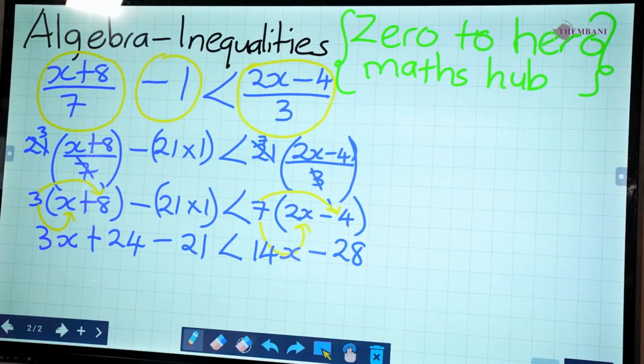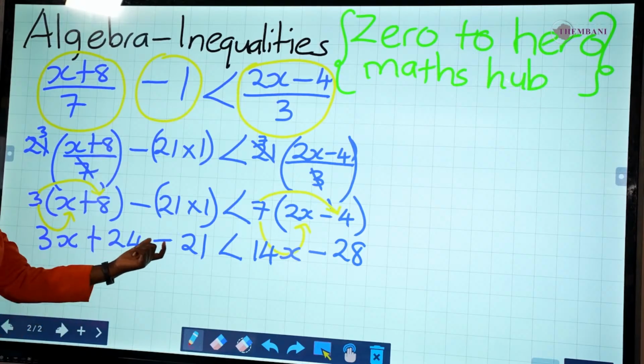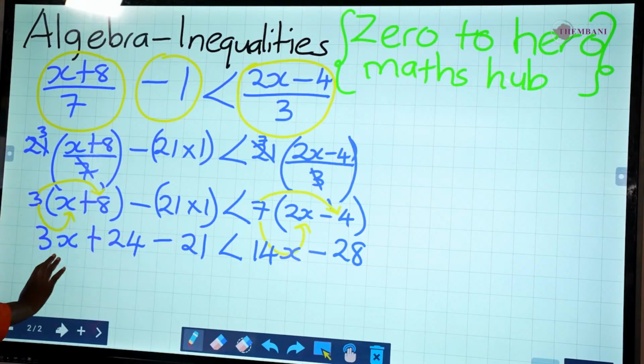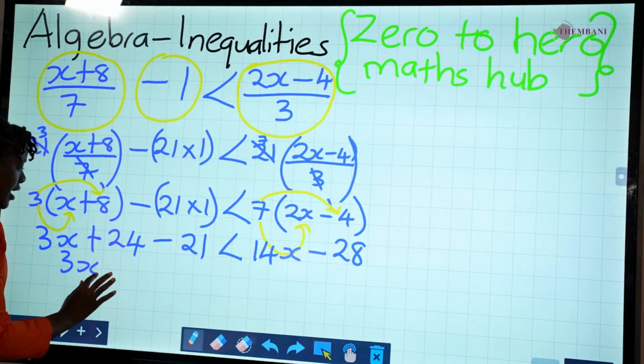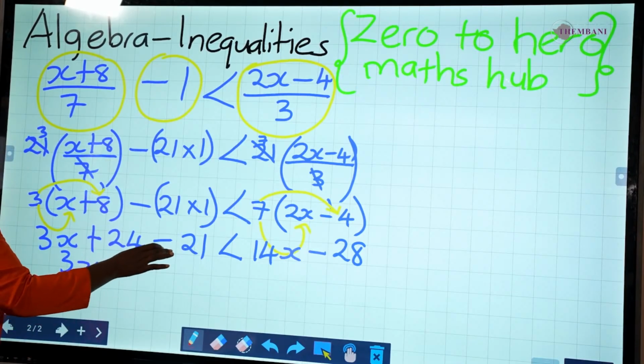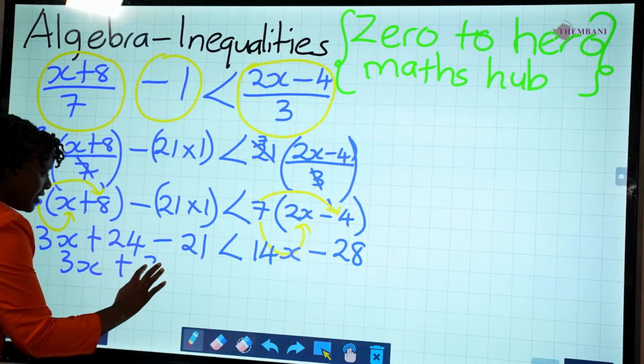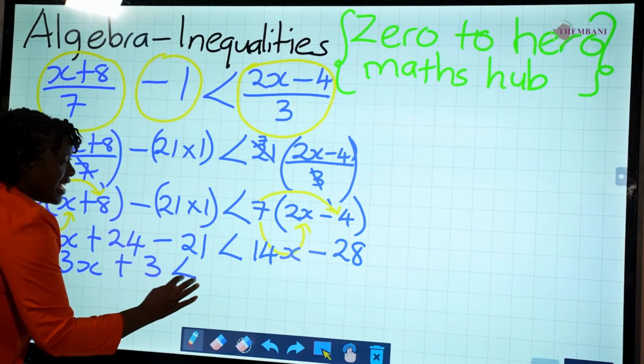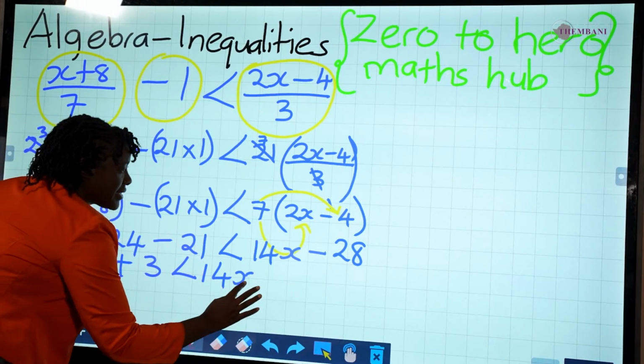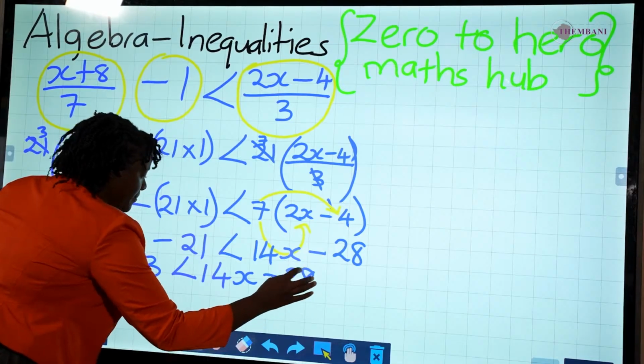But maybe before we do that, these are like terms which can be separated, where we are saying 24 minus 21. So I have 3x, 24 minus 21. I'm sorry about that. 24 minus 21 is going to give me a positive 3. And this is less than 14x minus 28.